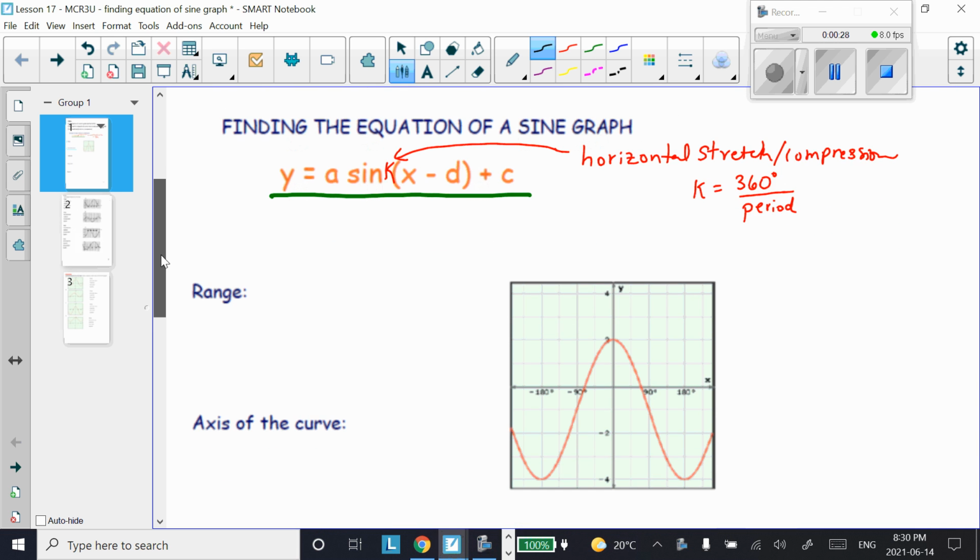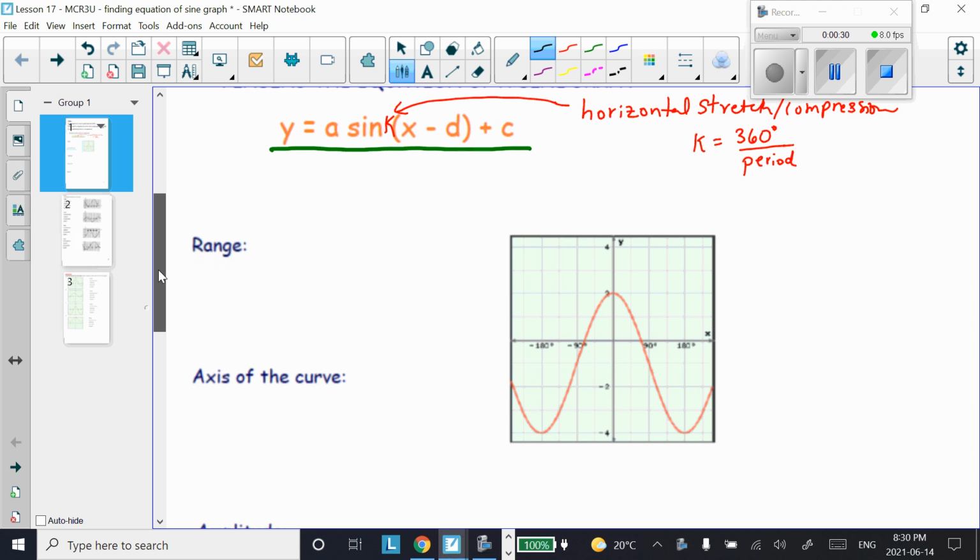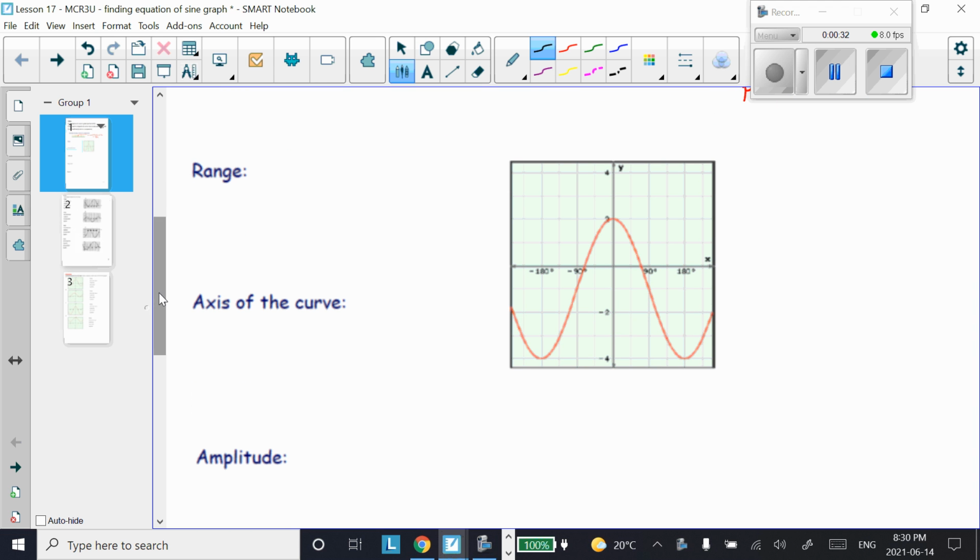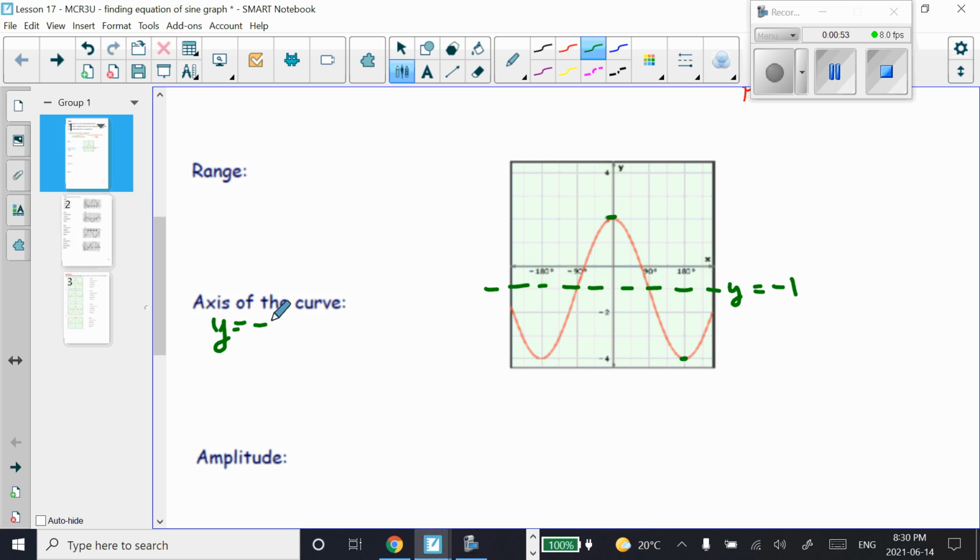So the first thing you want to do is add the axes of the curve. And remember that equation is exactly between your max and your min. So our max is 2, our min is -4. The number between those two, if you add them together and divide by 2, you're going to get y equals -1. And so that's your axes of the curve. So that's always the first step.